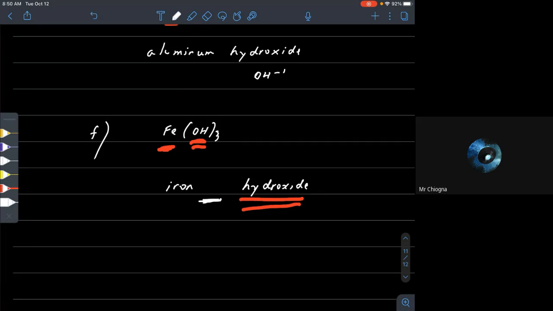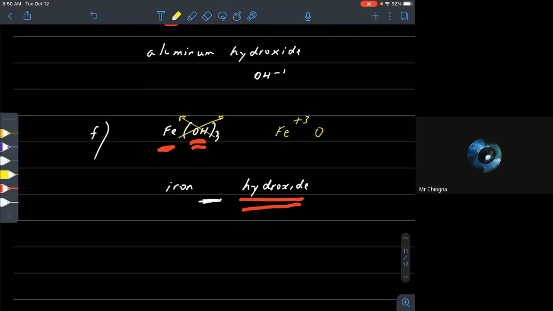Okay. So what goes in the middle? Reverse the crisscross. So put the 3 there. The 1 goes here. You get Fe plus 3, OH minus 1. This is correct. So you don't have to multiply by a correction factor. The hydroxide charge is -1, so this must be +3. This is a 3 here. Does that make sense? Okay.